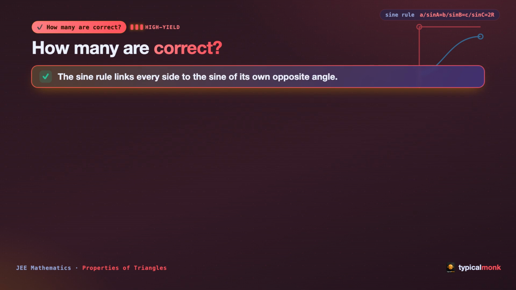Here is a favorite JEE format. I read some statements. You silently count how many are correct. Statement 1. The sine rule links every side to the sine of its own opposite angle.